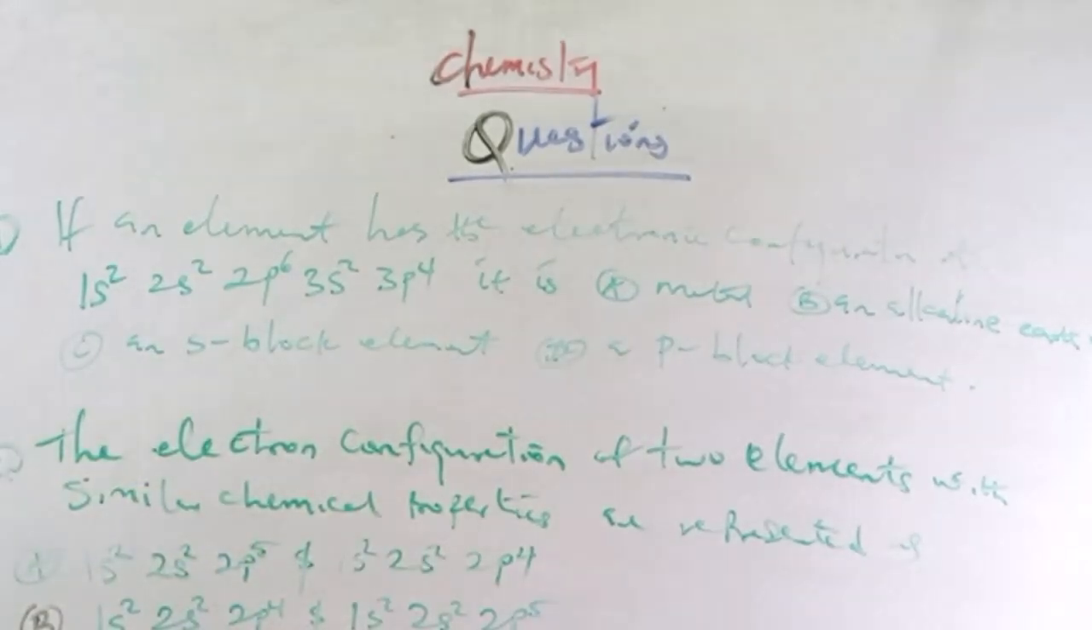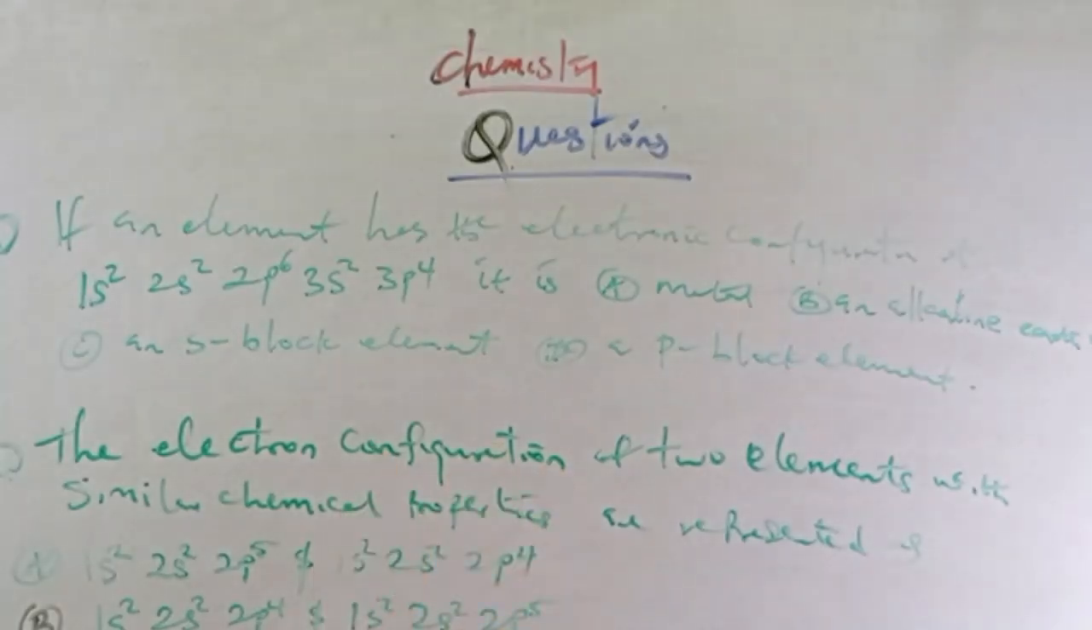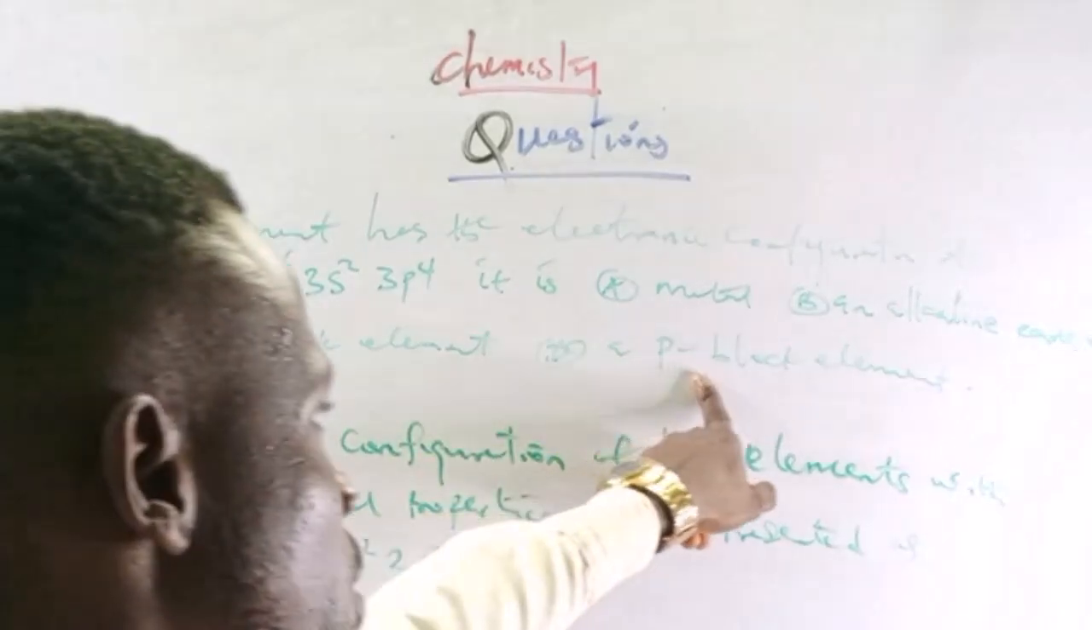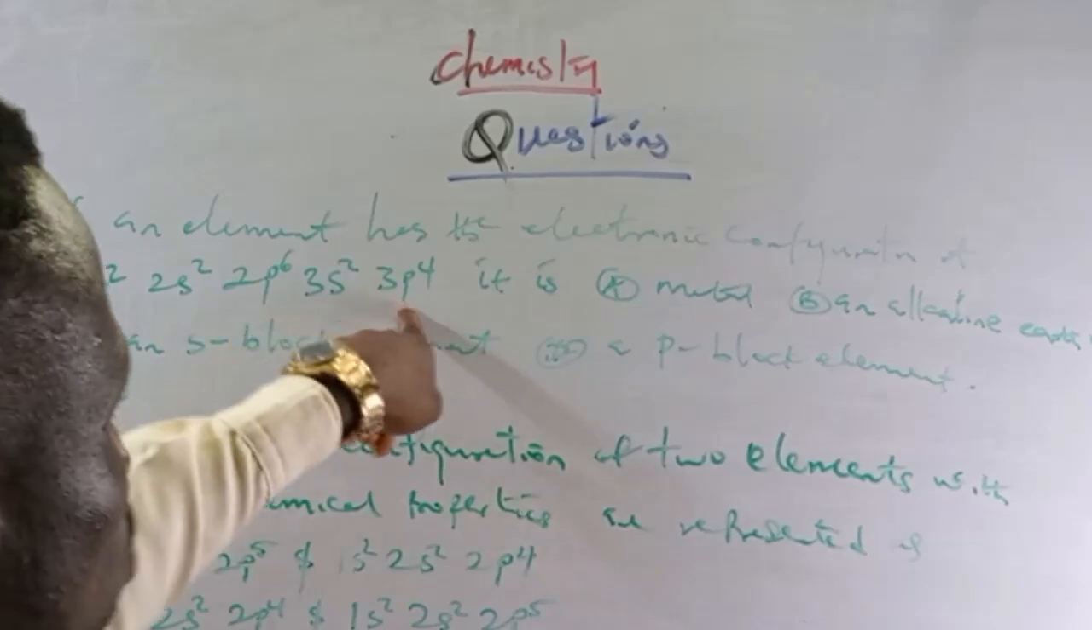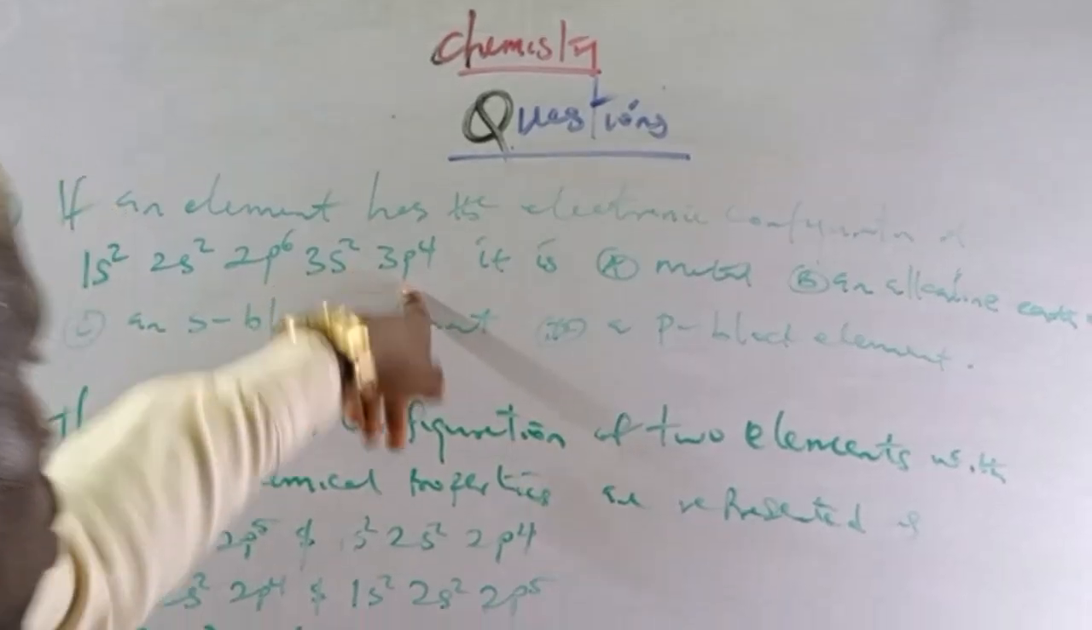You know, the element with atomic number 16, what is it? It's a non-metal. It's not an alkaline earth metal. It's not an S block element. So sulfur is not a metal. So the element is a non-metal. The answer is D, a P block element, because the last orbital written is p orbital.